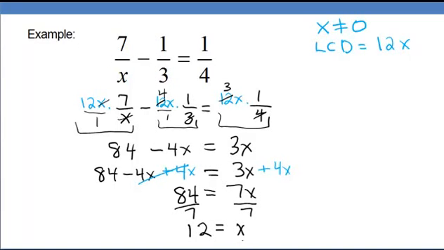All right, we have one more step. We have to look back at the excluded value and make sure that 12 was not an excluded value. Our only excluded value was 0. So we're fine with 12 for an answer. That is our solution.